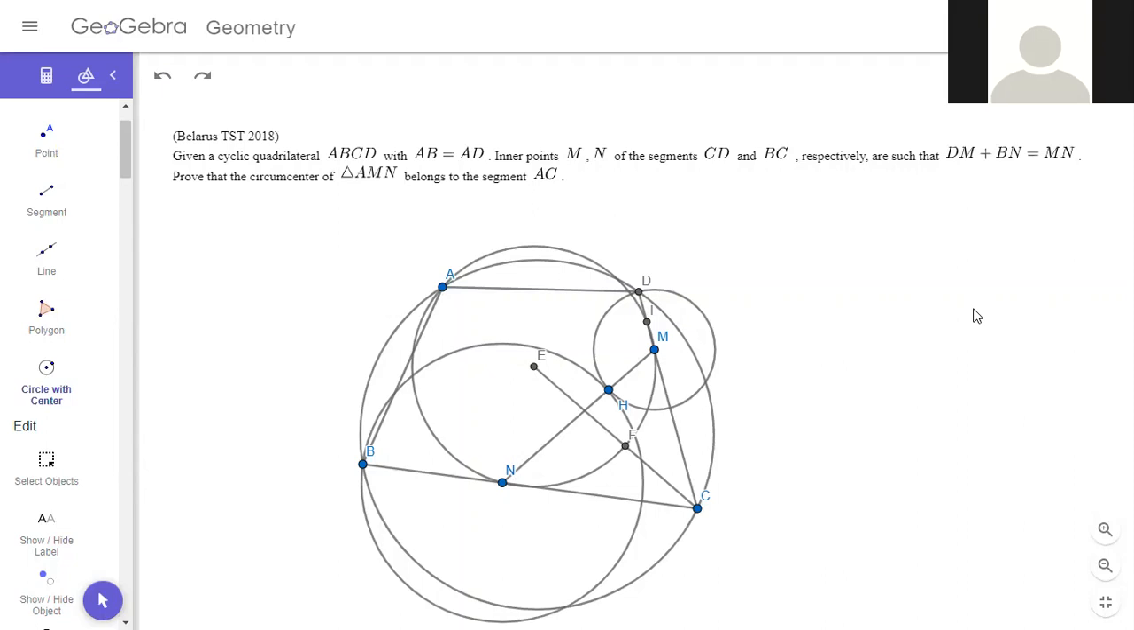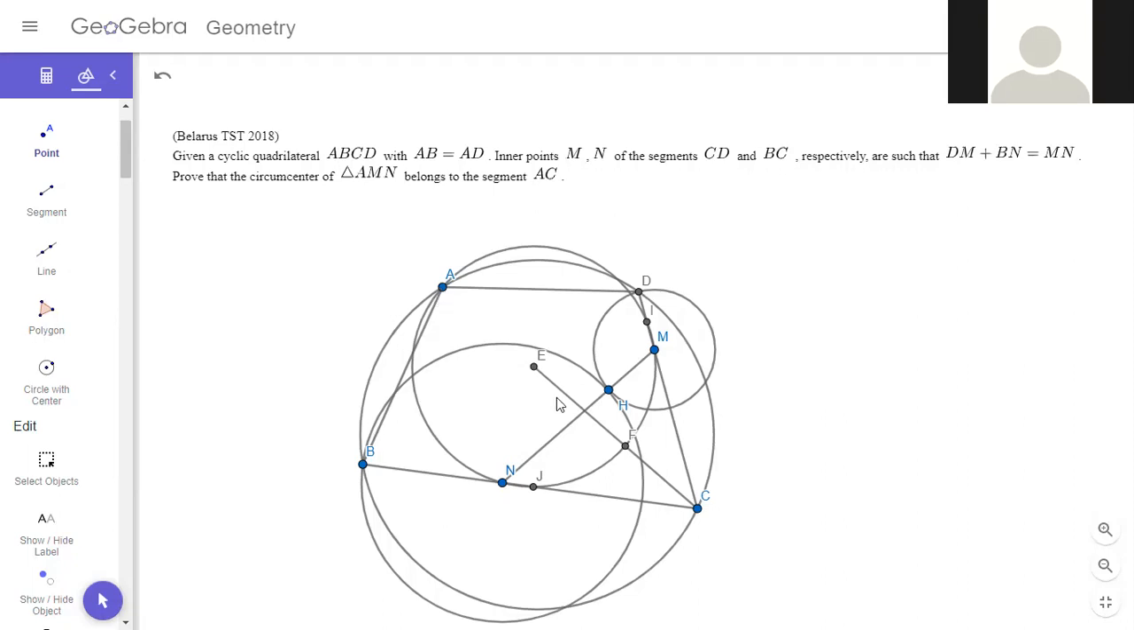Let's see. I might as well label that one too. Yeah, what if we let A prime be the X center? I'm just trying to think here. How are you trying to show that the circumcenter of AMN belongs to the segment AC?